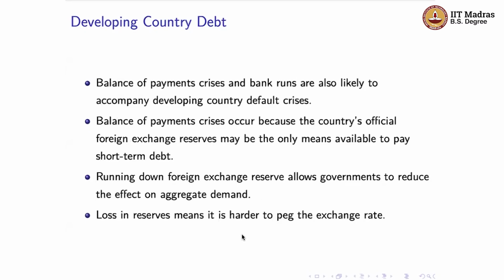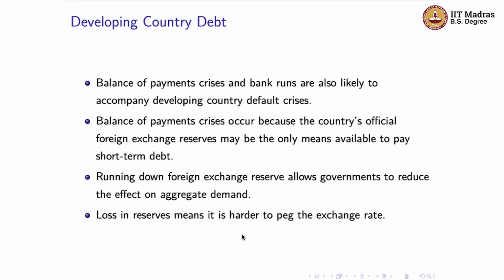Okay, so as a result of these default crises, several crises start breaking out in these economies at the same time, right? For instance, bank runs also happen at the same time, and balance of payments crises also happen. So what do we mean by balance of payments crises? These are crises which occur because the country's official foreign exchange reserves may not be sufficient to maintain, for instance, the imports that they were doing. Why is that the case? Because oftentimes these foreign exchange reserves may be the only means possible to pay back the short-term debt that these lenders are recalling, right?